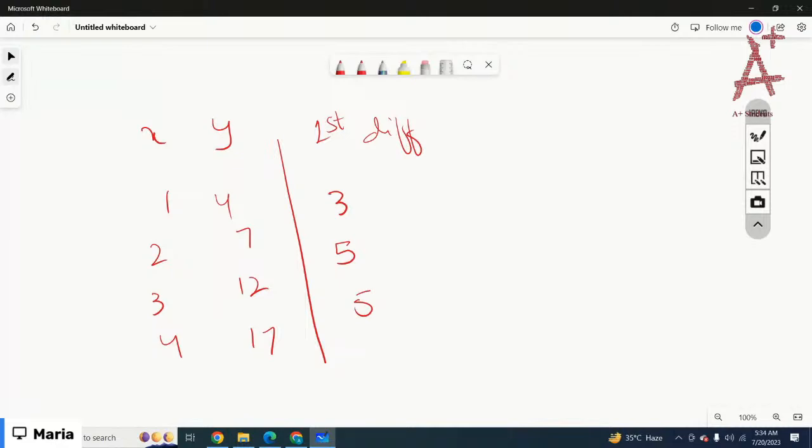You can see the first difference is not the same. Now we have to calculate the second difference. 5 minus 3, 2. 5 minus 5, 0. You can see the second difference is also not the same.